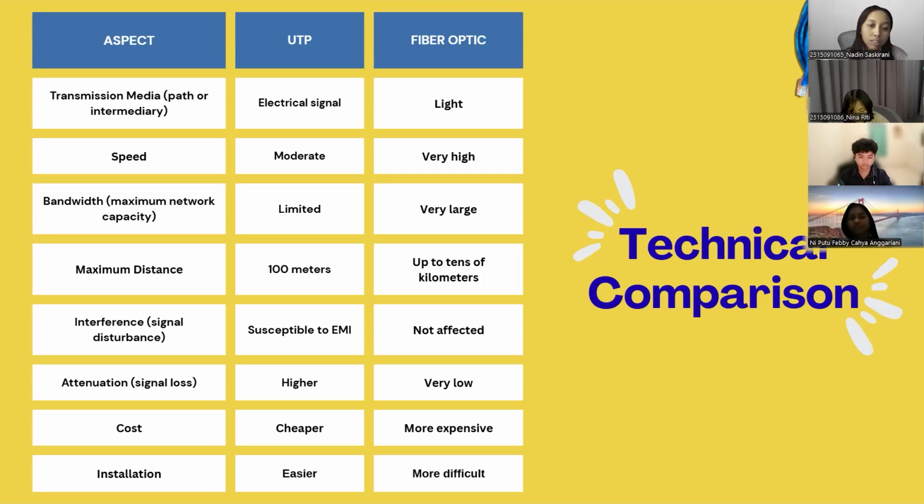And for the cost, UTP has a cheaper cost, while fiber optic has a more expensive cost. And the last is installation. UTP cable has an easier installation, while fiber optic has a more difficult installation. Next.